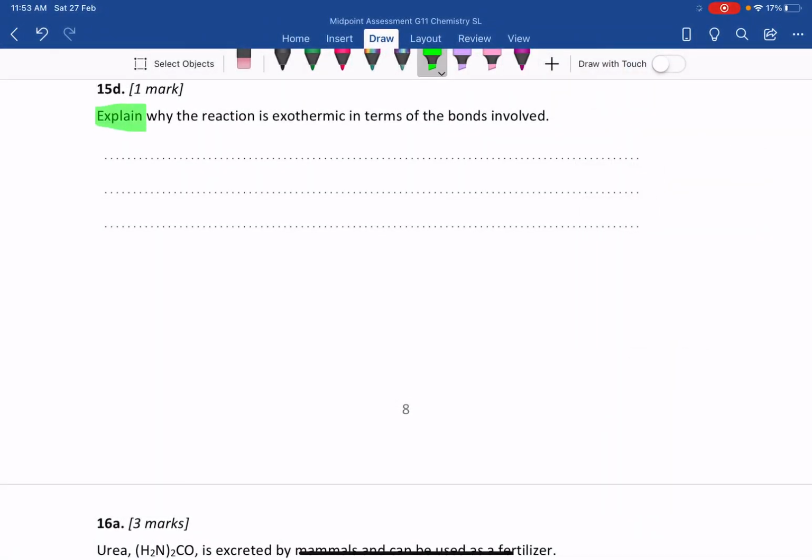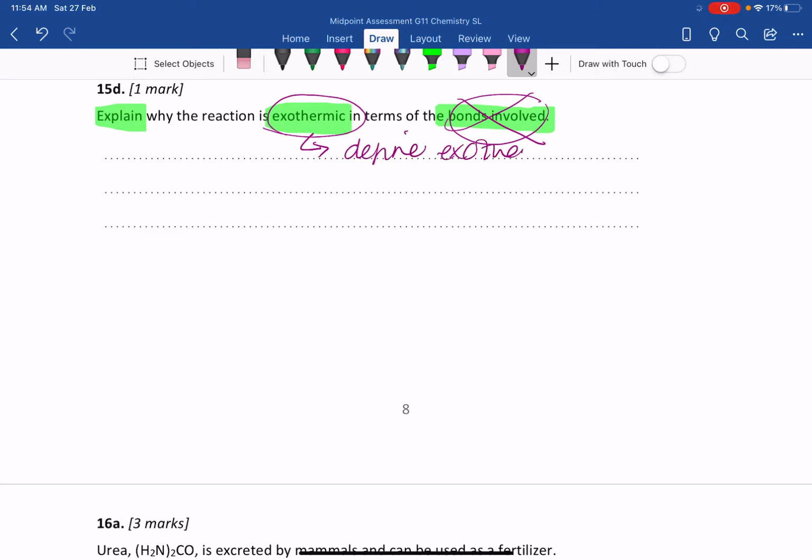Explain. So that means give a little bit of reason, give a little bit of detail, give a little bit of depth. Why the reaction is exothermic in terms of the bonds involved. This means if you don't talk about the bonds involved, you should not have the mark. If you're explaining why something is exothermic, I would also expect in there some sort of definition of exothermic, because it helps. So what would I say here?